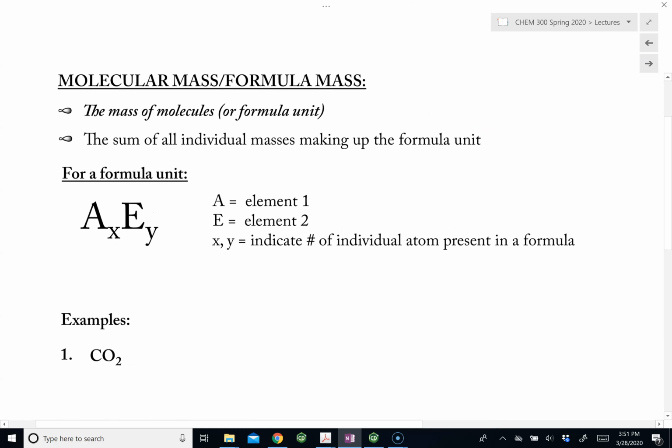And now, let's move on to the molecular mass or the formula mass. Molecular mass and formula mass normally refer to the same thing. But we would use the term molecular mass if we have a molecular compound. If we have an ionic compound, then we cannot use the word molecular mass, and we will have to use the word formula mass. So formula mass is for ionic compounds versus molecular mass is for molecular compounds, but they both refer to the same thing.